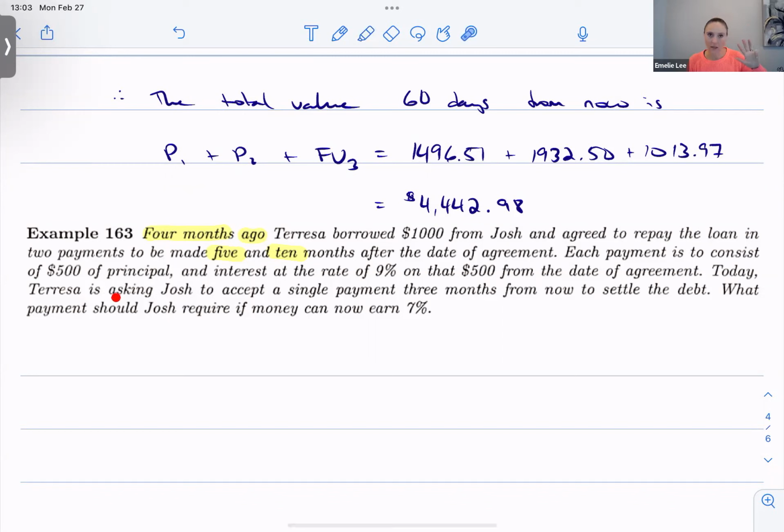Today, okay, we have a spot for today already. It was 4 months ago. Teresa is asking Josh to accept a single payment 3 months from today, making a 5th tick, to settle the debt. Even if you have no clue what to do here, start with making the timeline.